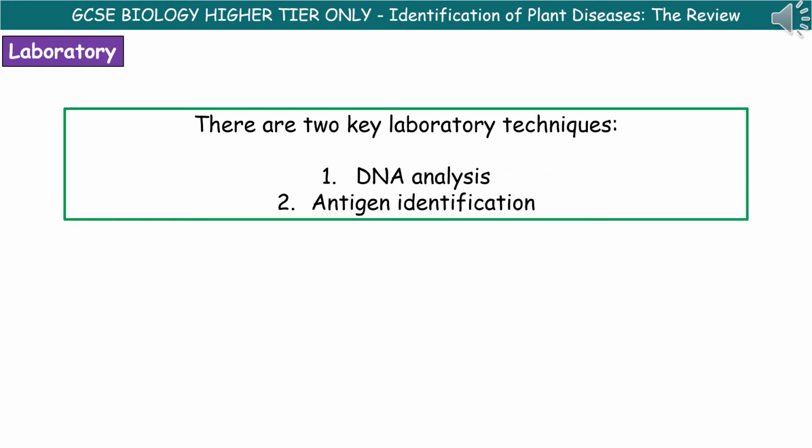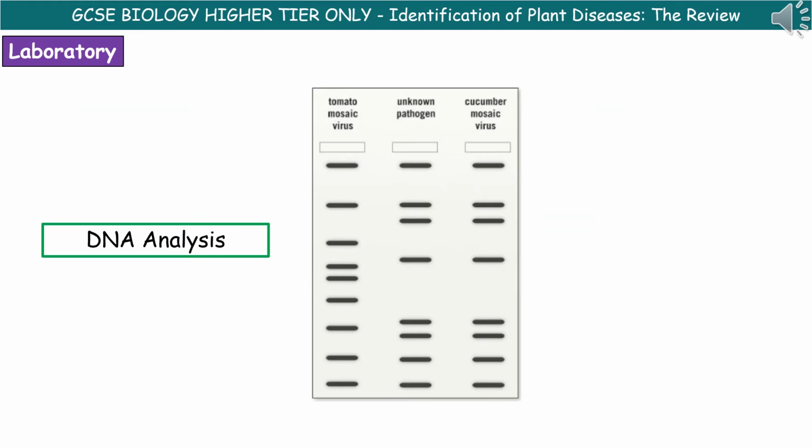So our other option available to us is lab techniques to identify the disease. Two key lab techniques you need to know about: DNA analysis and antigen identification. With the DNA analysis, what we actually do is we place samples of our unknown pathogen into our little gel electrophoresis, and then we run it against known diseases. Now from that, all we do is we match up the bands. So in the case I've given you there, we can see our unknown pathogen in the middle. The bands match up perfectly with the cucumber mosaic virus, so that is our pathogen.